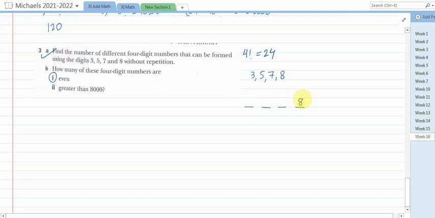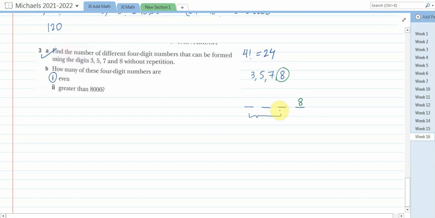And why is it so? Because now we are heading towards an even number. For an even number, the last digit should be even, and the only even number we have is 8. The last number is 8, and the arrangement of the other three numbers can vary.